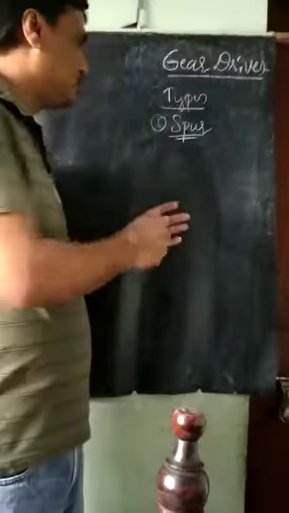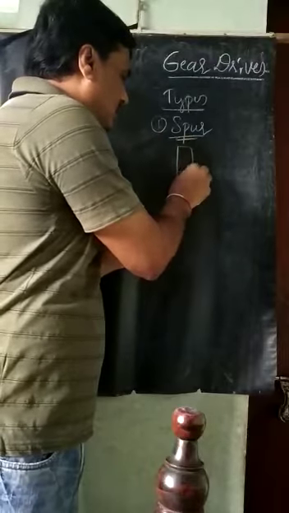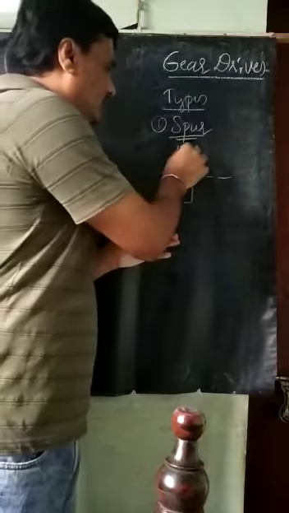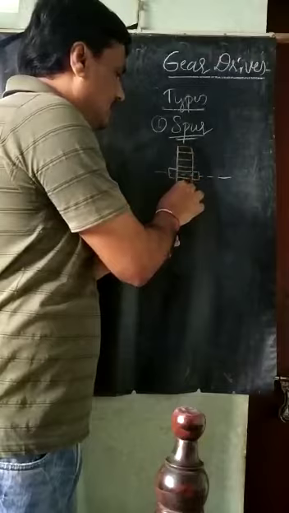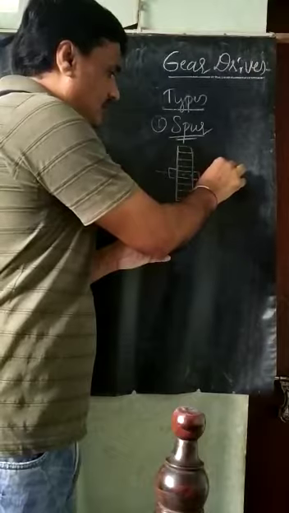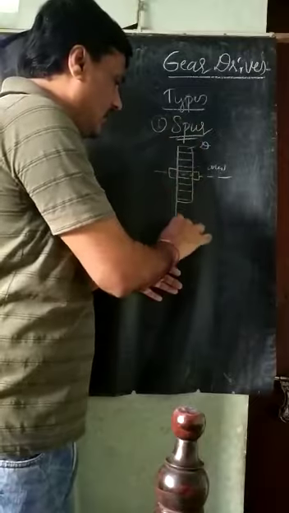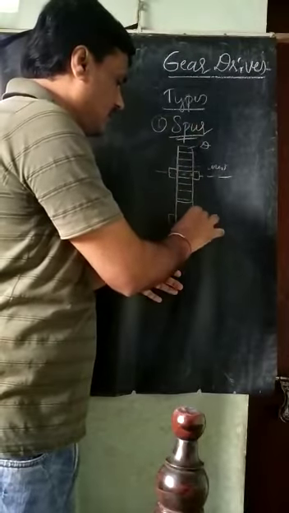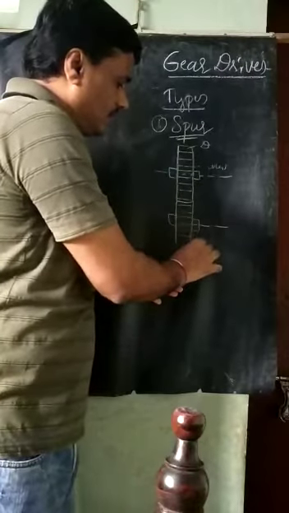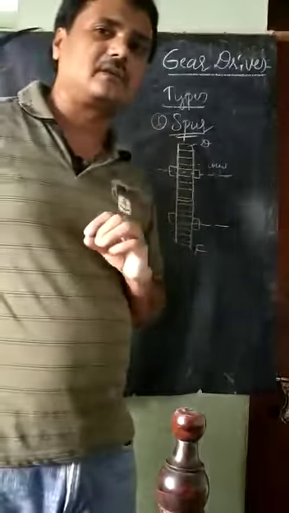How can we show this diagrammatically? If this is the driver, this is the shaft of the driver, and this is the axis. These are the number of teeth, and these teeth are parallel to the axis of the shaft. D is the driver, and this is the follower, with its teeth also parallel to the axis. So this kind of gear is called a spur gear.